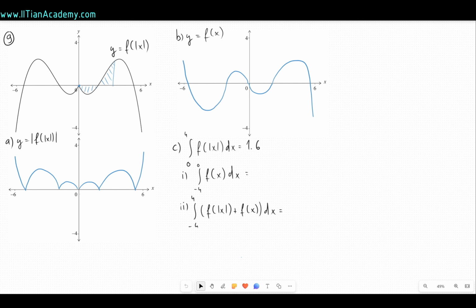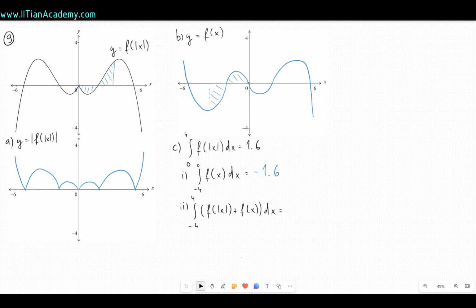So we simply have to look at the graph and see where this is. So if we go from here, like about here again to -4, we need to find the integral of this. And well, we can see that it's the exact same area as in the first part. It's just on the negative side. So this will simply be -1.6.